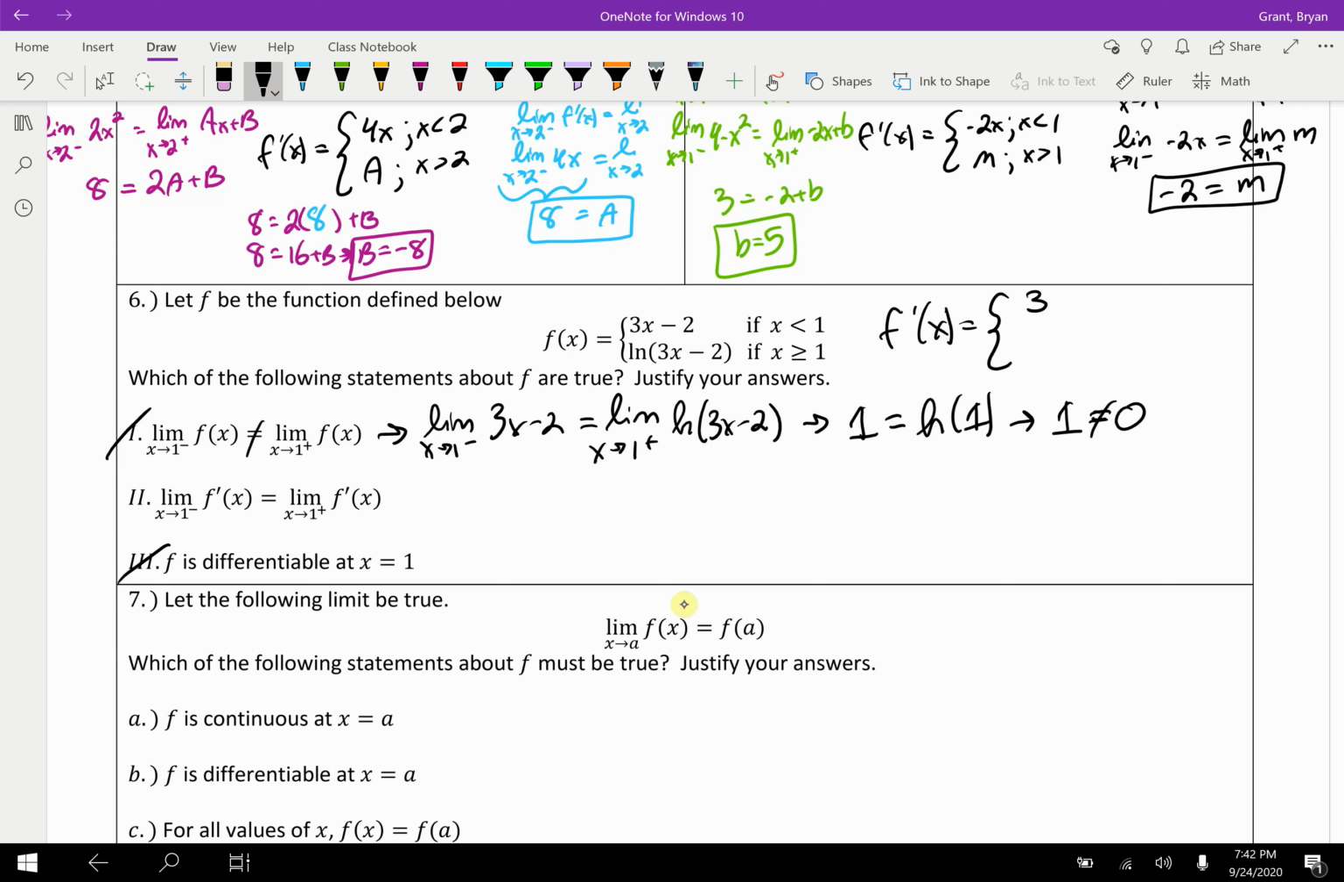3x minus 2 just becomes 3. 3x minus 2 becomes 1 over 3x minus 2 times the derivative of the inside. It's times 3, isn't it? Yeah, don't forget that chain rule.